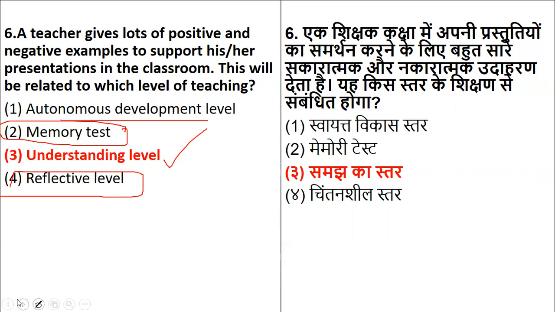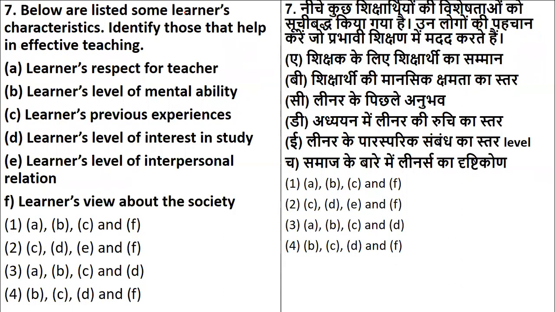Okay. Now, yes, let's go to question number 7. Below are listed some learner's characteristics. Identify those which help in effective teaching. So they have given you the learner's characteristics. What exactly is meant by effective teaching with respect to this? Is it learner's respect for teacher, learner's mental ability, learner's previous experience, learner's level of interest, learner's level of interpersonal relationship, or learner's view about the society? Which of the given characteristics are related to effective teaching?